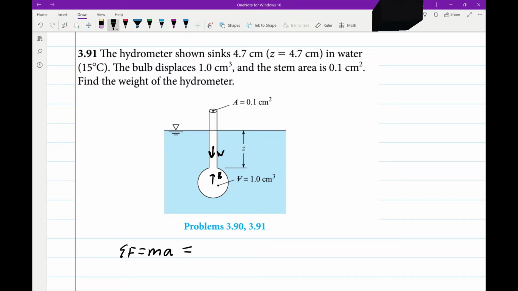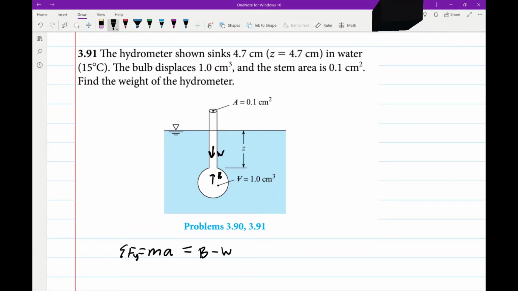So I'm going to note going up as positive and going down as negative. I'm going to write sum of the forces equals MA, which equals B minus W. And these are solely the forces in the y direction. Since we're only looking for weight, we really only need to look in the y direction. We don't care what's in the x direction or z direction. We're just focusing on y.